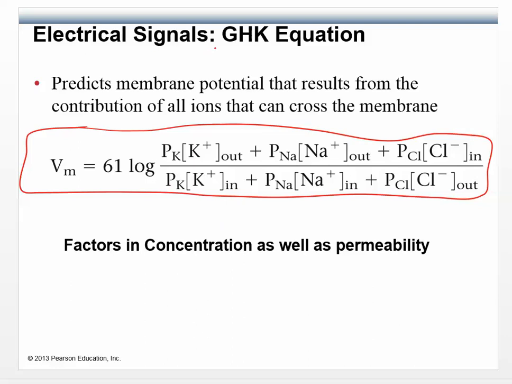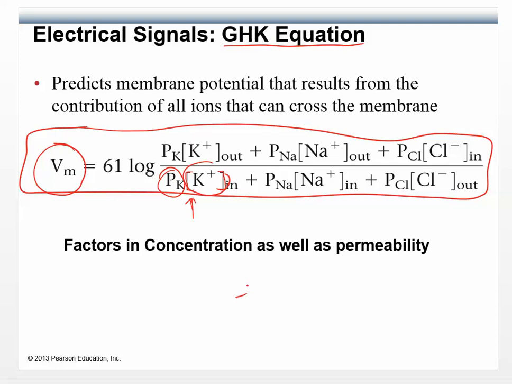But this is called the GHK equation. Goldman Hodgkin Katz, that's what that stands for. And that takes into account everything, the permeability and the concentration. Those little square brackets mean concentration of the inside versus the outside. So you could painstakingly go through and put the concentrations of everything, and it would give you your membrane potential. Okay, so we don't have to do that.